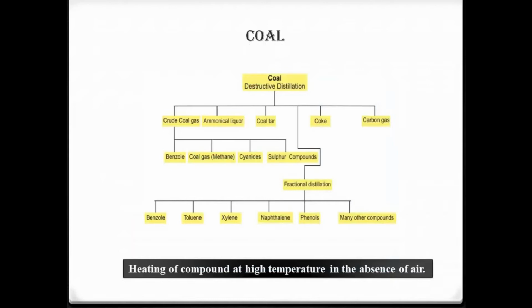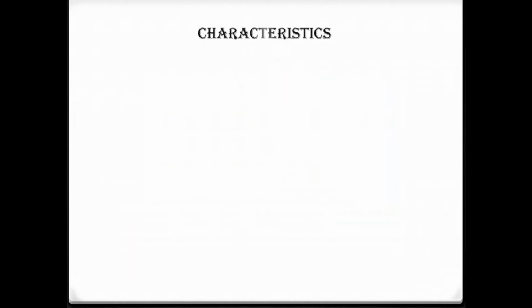This flow chart shows how organic compounds are collected from coal. Destructive distillation of coal is carried out, and we get different fractions of coal, and after fractional distillation procedures, we get different organic compounds. Destructive distillation is basically the heating of a compound at high temperature in the absence of air, whereas fractional distillation is the separation of compounds on the basis of boiling point.